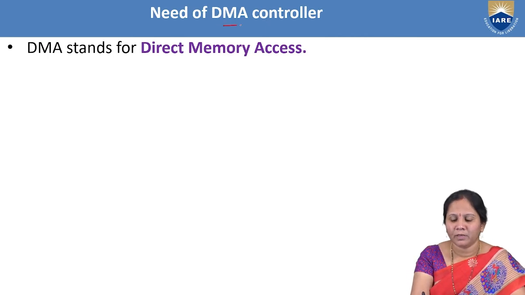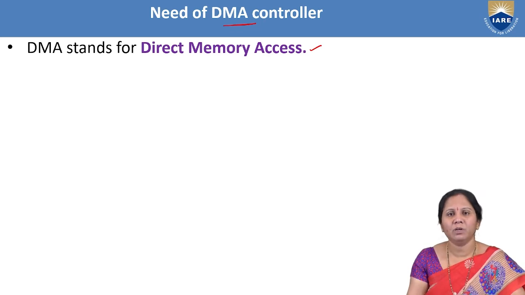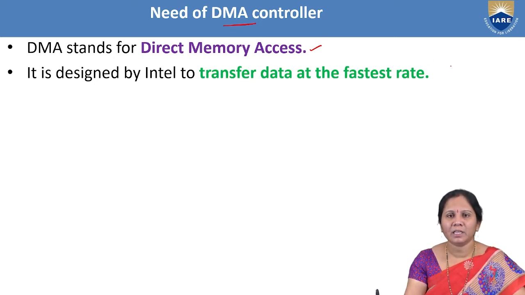Now, the need of the DMA controller. Here DMA stands for direct memory access. That means the IO devices can access the memory directly without involving the microprocessor. In this method, by using a hardware unit, that is the DMA controller, the data transfer is performed between IO devices and main memory by isolating the CPU. That is why the transfer of data will be fast, which means a higher amount of data can be transferred.